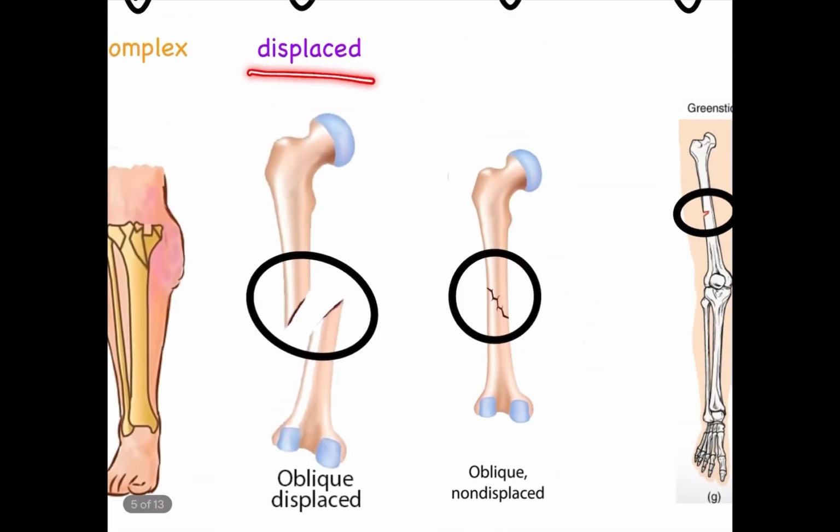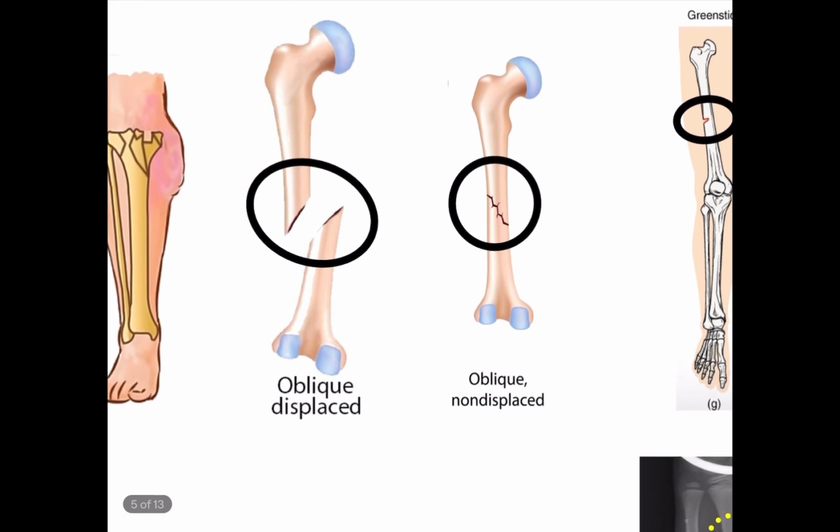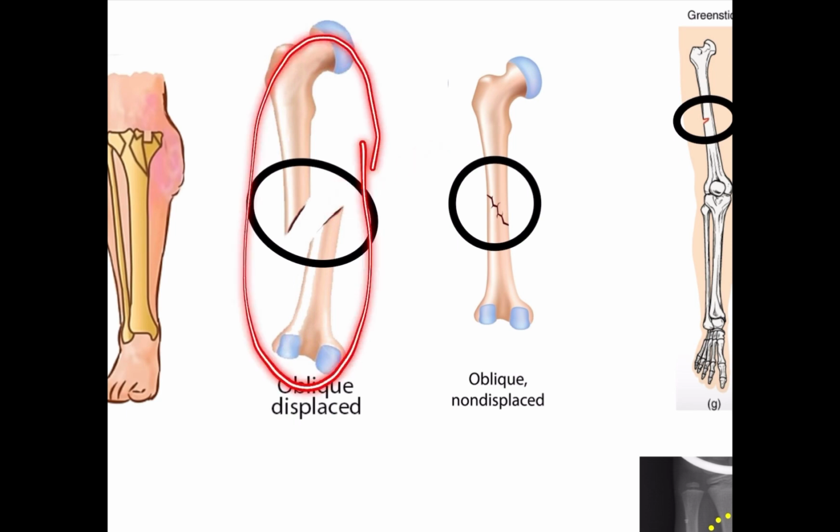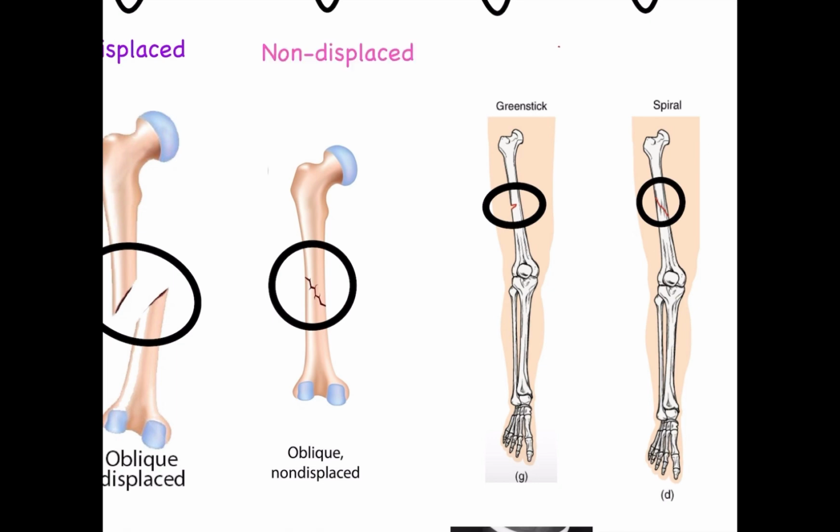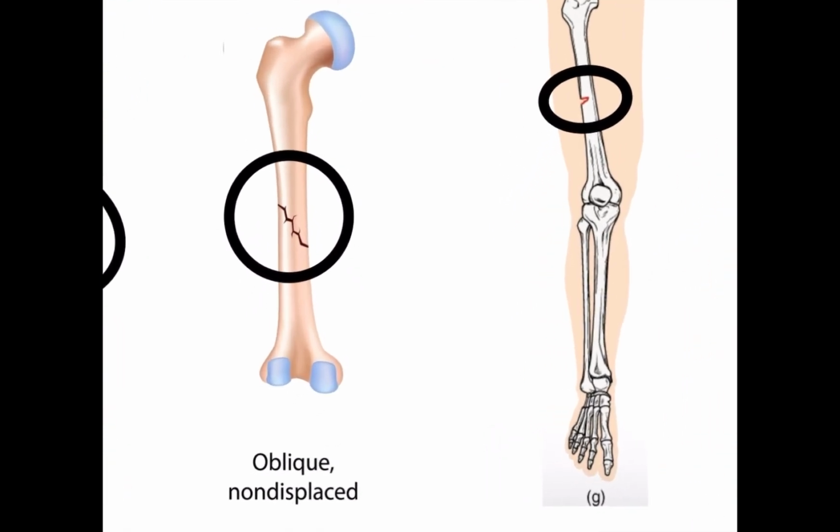Fourth, we have displaced fracture. In displaced fracture, the pieces of the bone have moved far from each other and a gap is created between them and they are out of their usual alignment. Fifthly, we have non-displaced fracture. From its name, the bones are broken, however, they are still in their usual anatomical alignment.